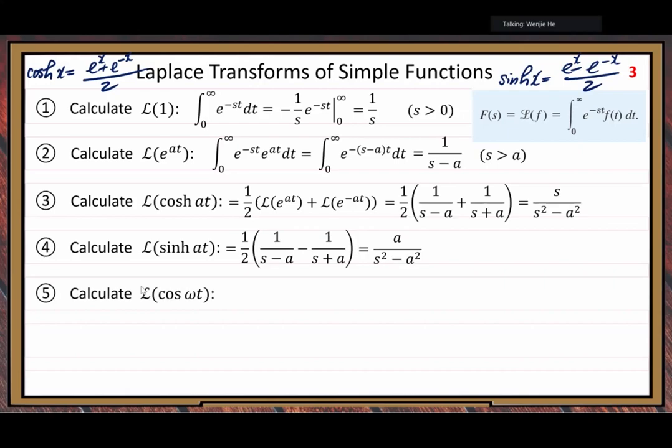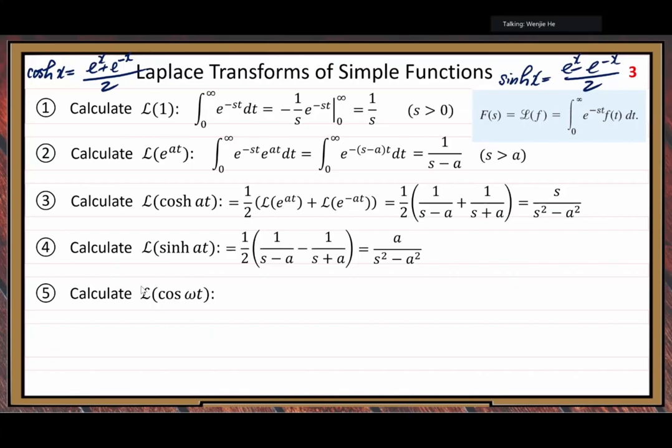Now calculate the Laplace transform of sine and cosine. We calculated the hyperbolic sine and cosine earlier, because the sine and cosine versions of Laplace transform will be harder to calculate than those two. So we calculate easier functions first. Sine and cosine are relatively harder, so that's why we delay the calculation.